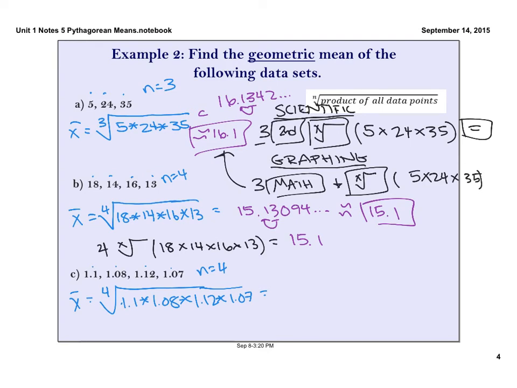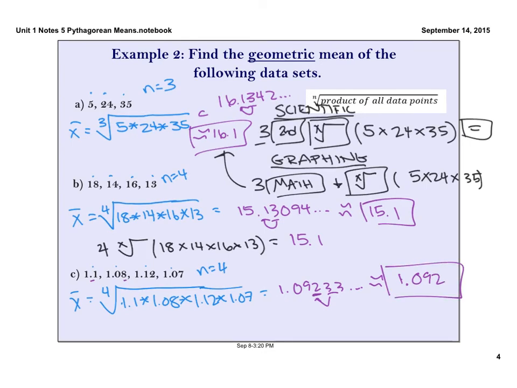I end up with 1.09233... keeps going. Okay, you've got data that's in the tenths place, but you also have data that's in the hundredths place. And since you have data that goes out to the hundredths place, that means I need to round to the thousandths place. That means I'm looking at the 10,000ths place to go up from there. So my geometric mean here is 1.092.